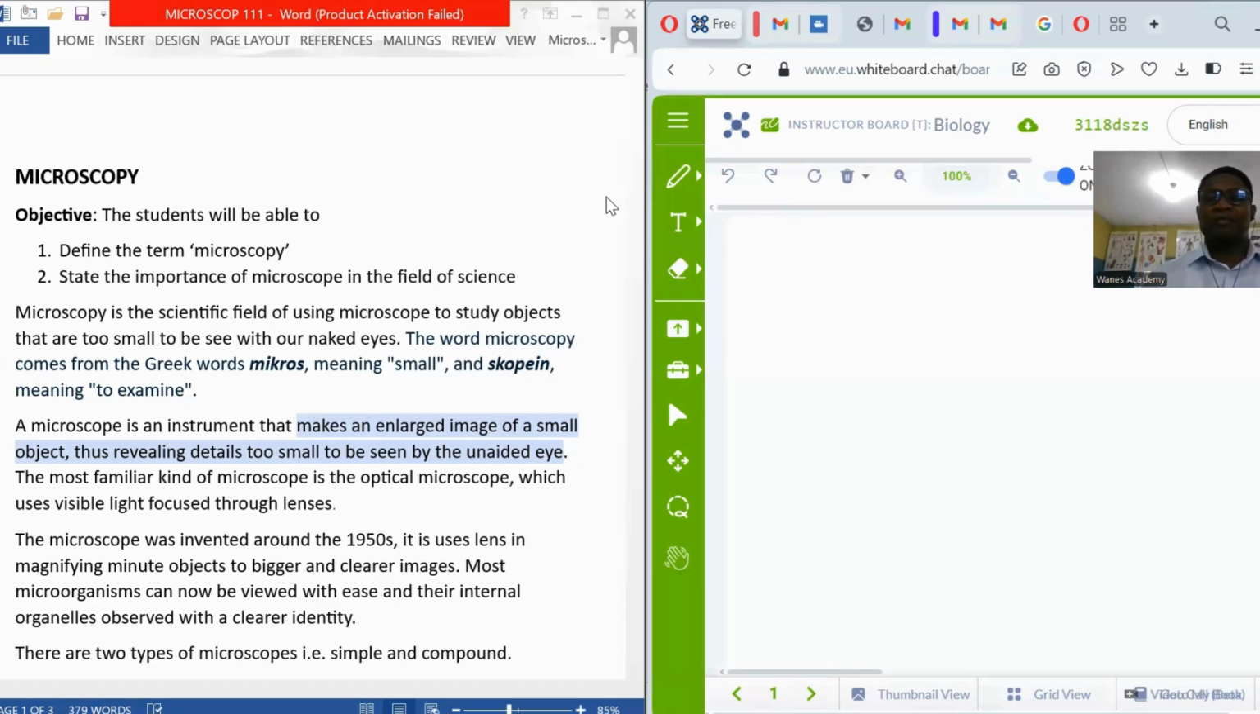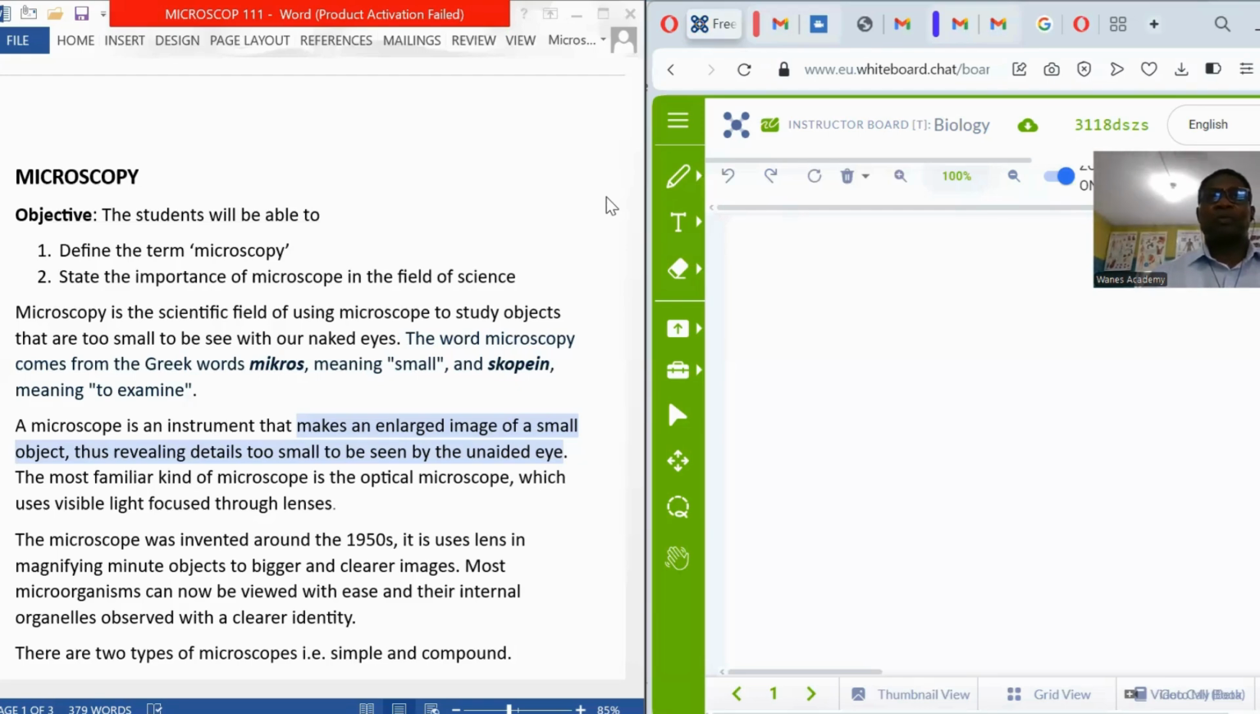Microscopy is a scientific field of using a microscope to study objects, organisms, and materials that are too small to be seen with the aid of the naked eye. These objects are so little, so minute, that we can't see them with our naked eye. So to view such objects, organisms, or materials, we use the microscope.